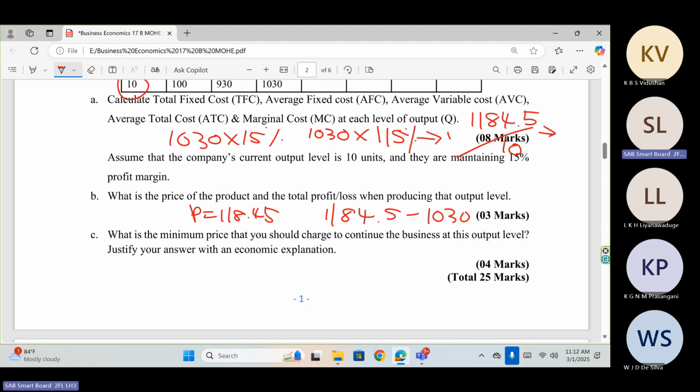Next one. Final one. What is the minimum price that you should charge to continue the business at this output level? Actual price is 180. That's okay. What is the minimum price that you should charge to continue the business at this output level? Justify your answer with an economic explanation.